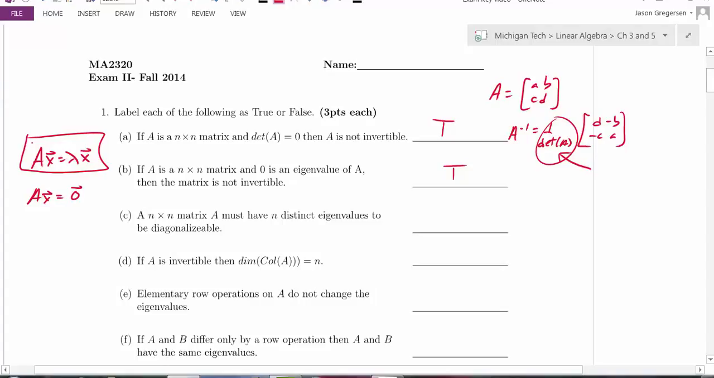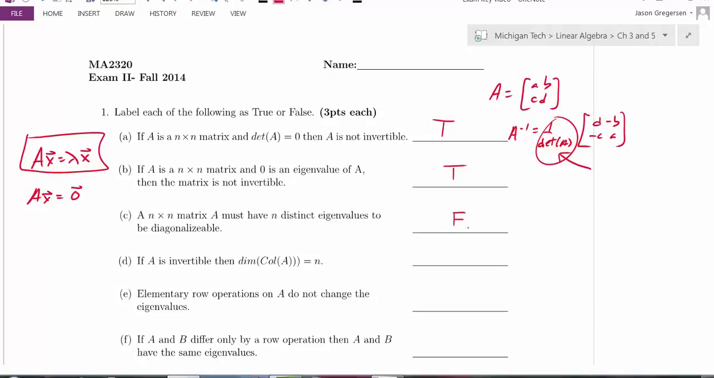The next one says an n by n matrix must have n distinct eigenvalues to be diagonalizable. That is false. We do need n eigenvectors. That is true, but not n distinct eigenvalues. We can have repeated eigenvalues, and sometimes they're diagonalizable, and sometimes they're not. It depends if we get enough eigenvectors in each eigenspace.